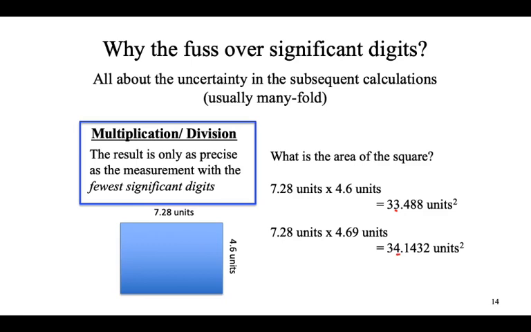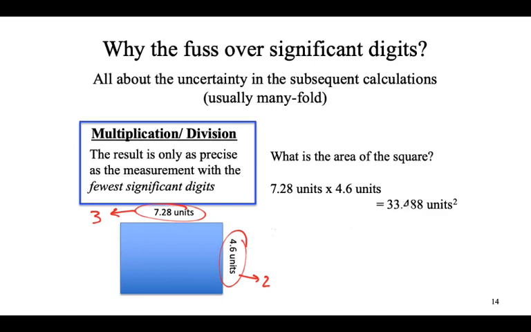New rule for how error propagates through multiplication and division. The new rule is that your error is going to be based off of the fewest significant digits. So go back and look at your calculations. 7.28 had how many sig figs? 4.6 had how many sig figs? 2, which means your answer needs to be reported to 2 sig figs. So we go back. Starting with the 3, what's the next significant digit? 3. Is that larger than 5? No. So what happens? Our answer becomes 33 units squared.